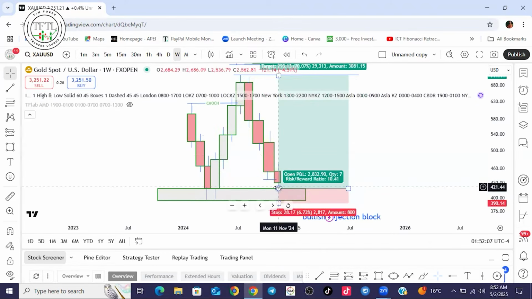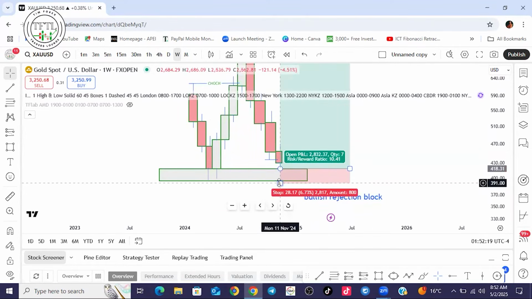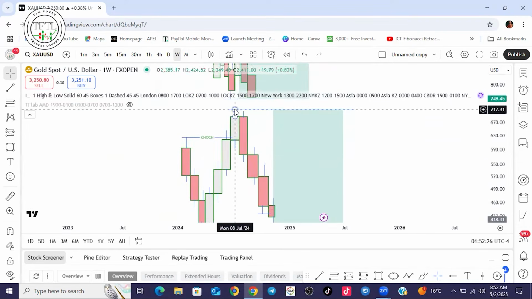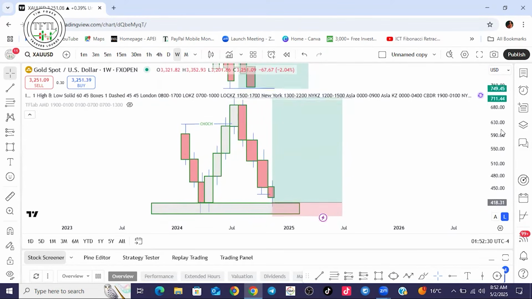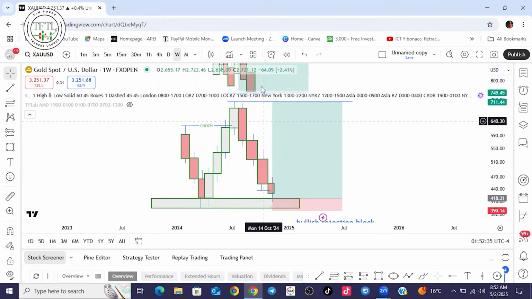The moment the price taps the rejection block, that's when we want to enter the trade. So you can take your setup there, and your stop loss is slightly below the rejection block. And for your take profit, we are looking at the highs that the price had created before this retracement. So that is what we will be eyeballing for our take profit.